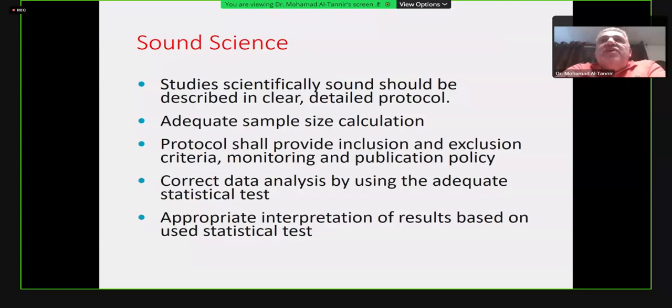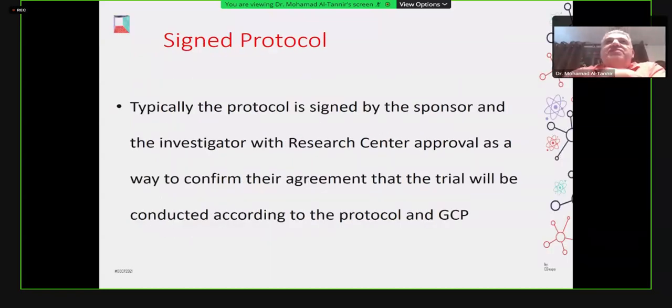The protocol should really provide a very clear cutoff point between inclusion and exclusion criteria, correct data analysis plan, and appropriate interpretation of results based on valid statistical tests to really assess the significance level between study and comparison group.